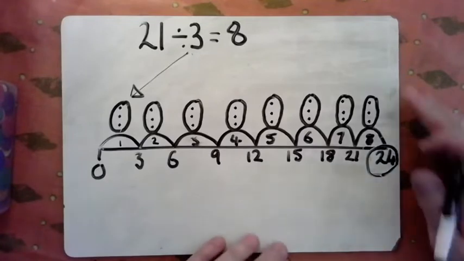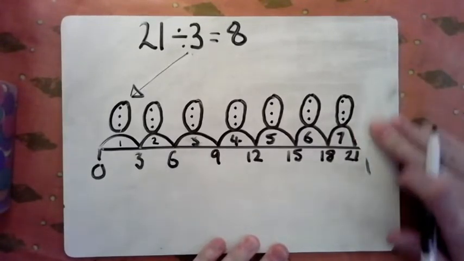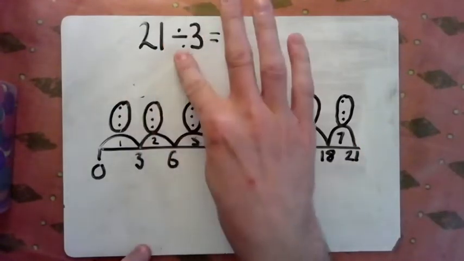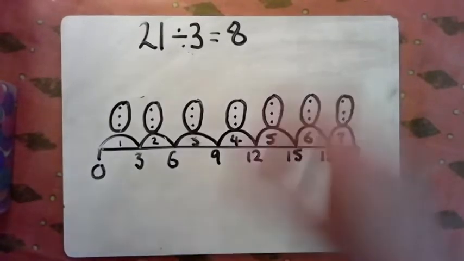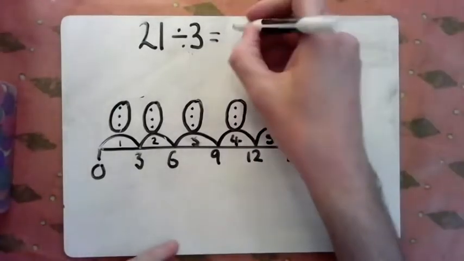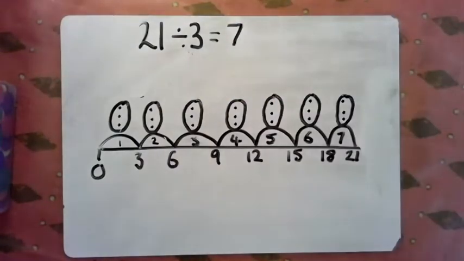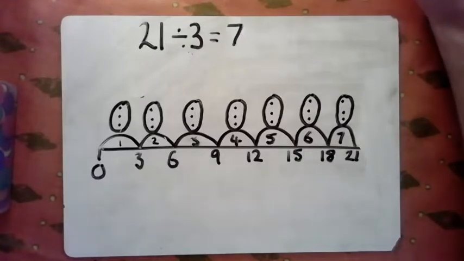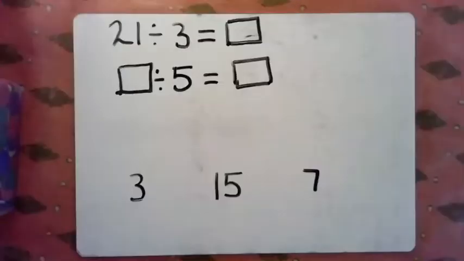So if we got rid of that end section there, we would have the right answer now, and we'd have 1, 2, 3, 4, 5, 6, 7 groups of 3, which is what we've got now, rather than 8 groups of 3. Okay, the next bit we're going to have a look at is the solve it questions. So I'll just get that ready and I'll be back with you in a second.